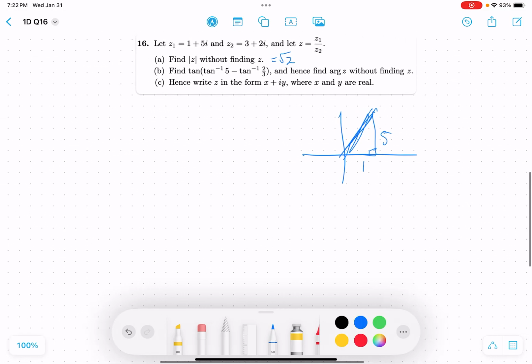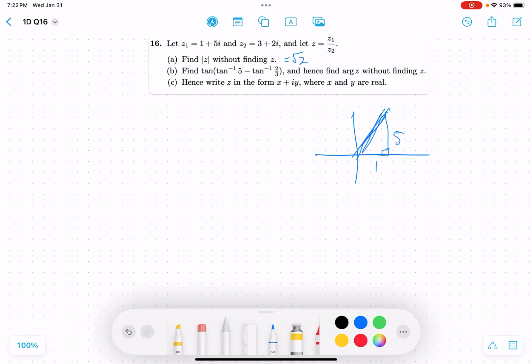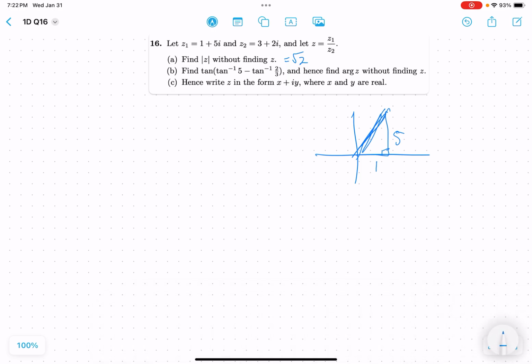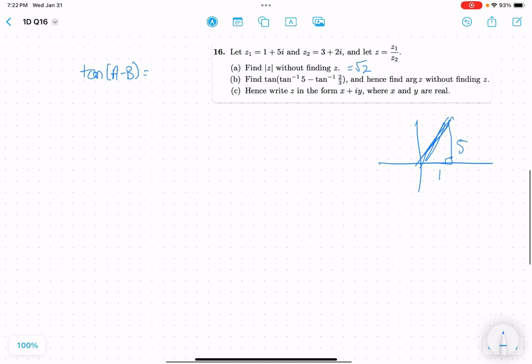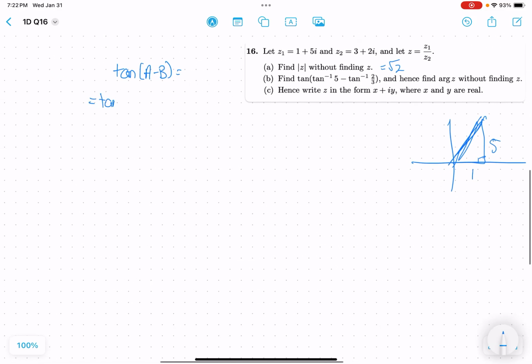Okay, so find tan of inverse tan of 5 minus inverse tan of 2/3, and hence find arg z without finding z again. So if you remember tan of a minus b, it's on your formula sheet. Tan of A minus B is tan A minus tan B on 1 plus tan A tan B. So we can use that here because we've got tan of A minus B here.